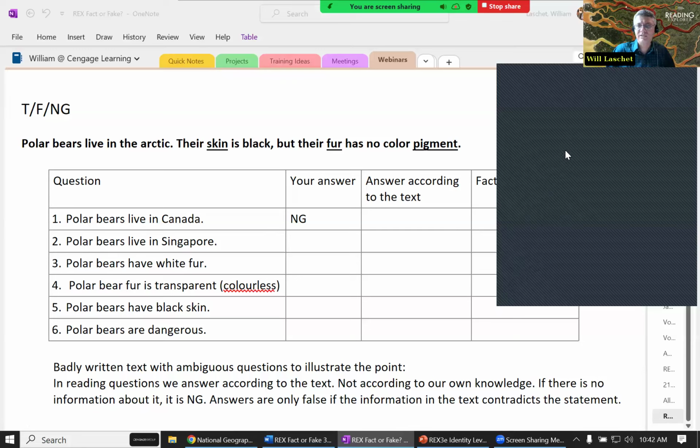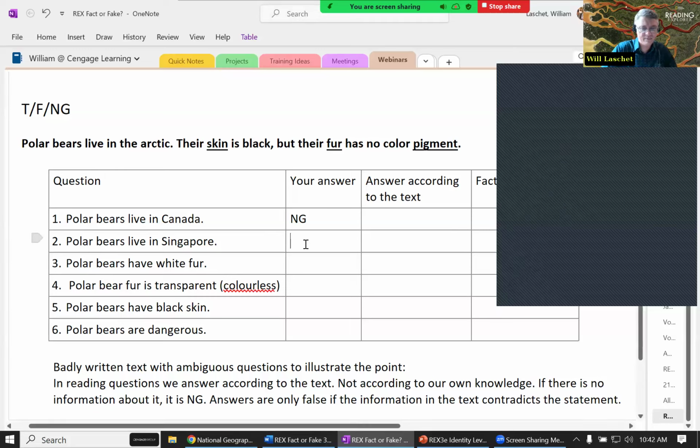Okay, false. Most of you are putting false. Some of you are putting not given. I think most of you put false, so I'm going to put false there.